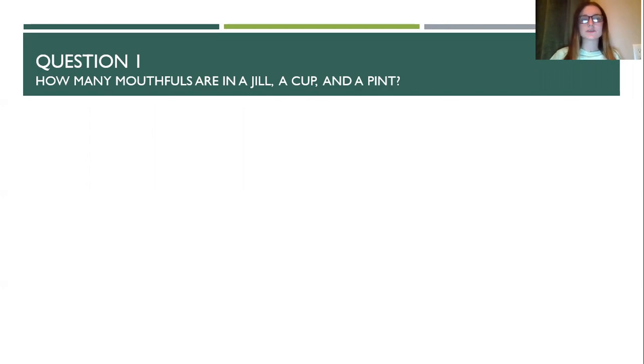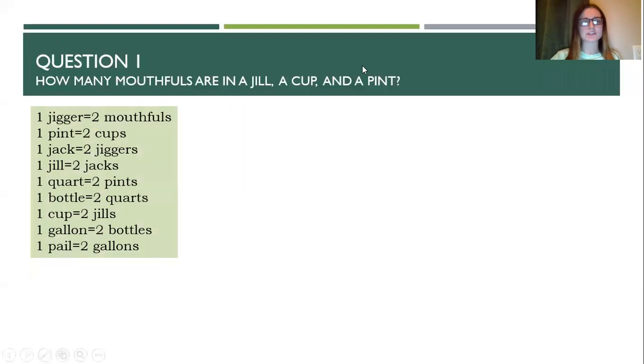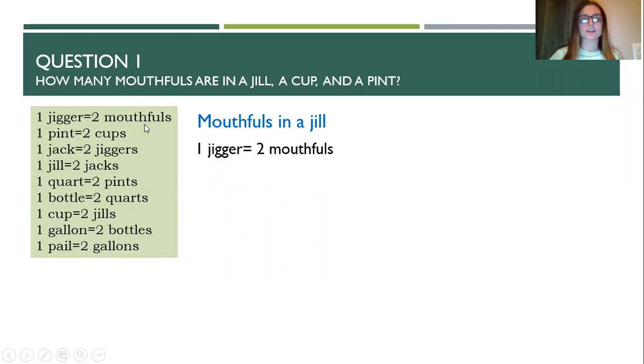So for us to do this problem, we are given this information right here. We have our little chart right here. And first, let's figure out how many mouthfuls are in a gill. As you see, 1 jigger is equal to 2 mouthfuls. And this is a doubling system. So we are going to double this number, which is 4. So 2 jiggers equals 4 mouthfuls, which equals 1 jack.